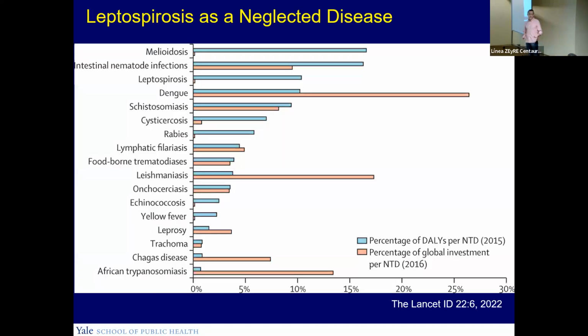And if you don't believe me that it's a neglected disease, this is a paper from The Lancet Infectious Diseases that just came out last year. You can see here that leptospirosis is actually the third disease in terms of failing among neglected organisms. But you can see here in orange, or whatever color you want to call it, that the amount of money available for investment is very small. For example, for African trypanosomiasis, the burden is very small, and the amount of money is so that's one of the reasons why it is a neglected disease.